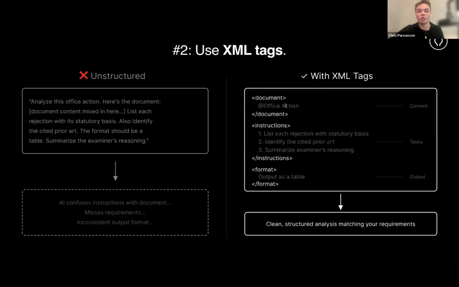So we're saying, okay, here's the document. We're then tagging the document into the context. We're using XML tags to show the AI exactly where our specific instructions are. So step 1, list each rejection. Step 2, identify the cited prior art. And then step 3, summarize the examiner's reasoning. And then finally, we're telling the AI exactly what format we want the output to be. So we're making it much easier for the AI to parse, and that's going to massively improve your prompting and your AI output.